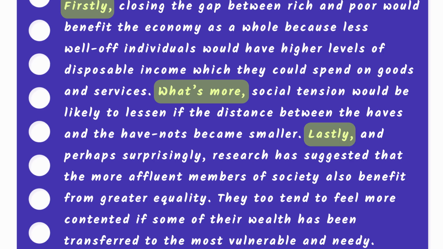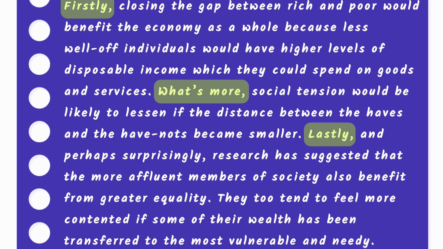And the last argument, or the last consequence, I use the linking word lastly. Lastly, and perhaps surprisingly, research has suggested that the more affluent members of society also benefit from greater equality. They too tend to feel more contented if some of their wealth has been transferred to the most vulnerable and needy. So you see, I've used here firstly, what's more, lastly.